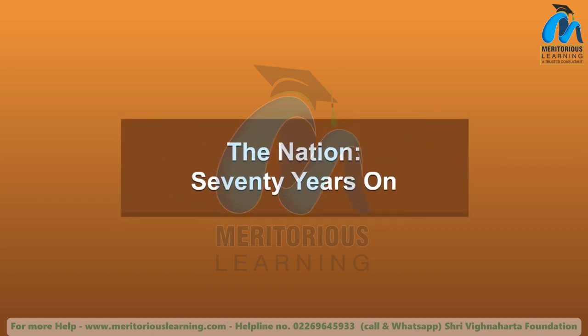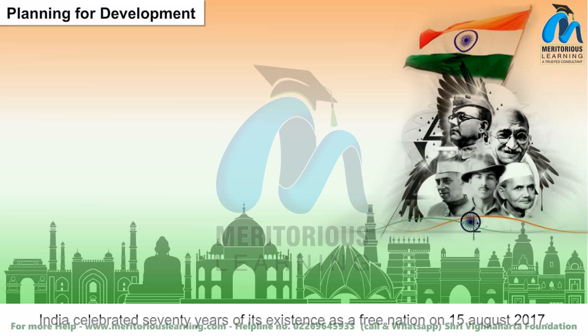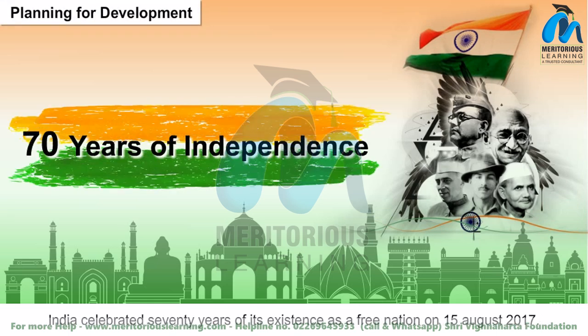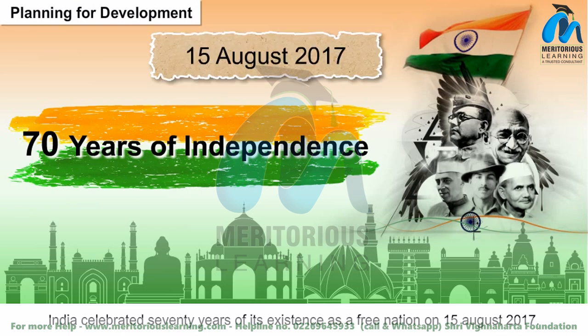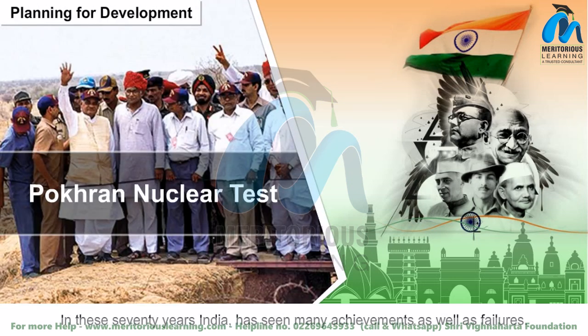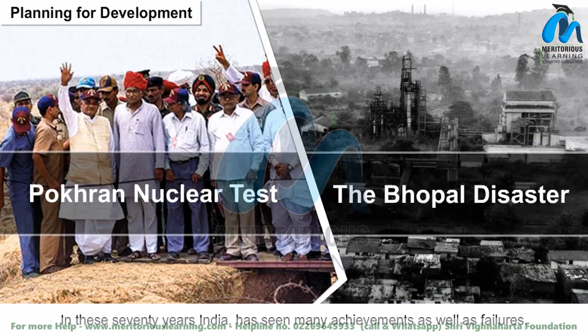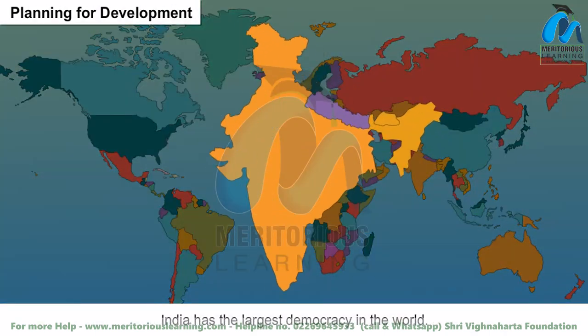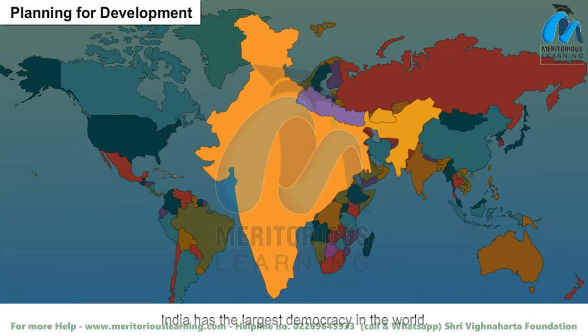The nation, 70 years on. India celebrated 70 years of its existence as a free nation on 15 August 2017. In these 70 years, India has seen many achievements as well as failures. India has the largest democracy in the world.